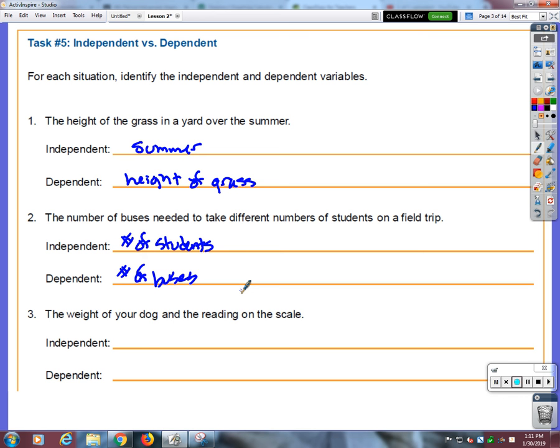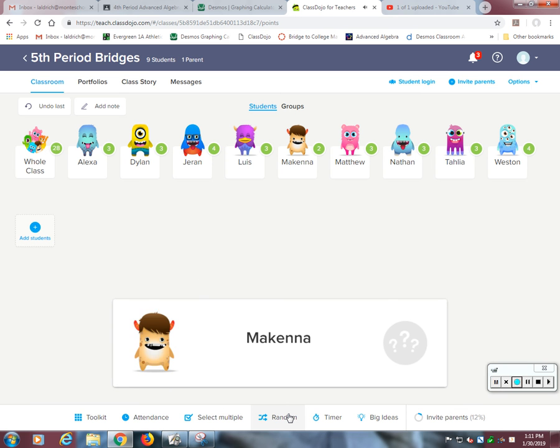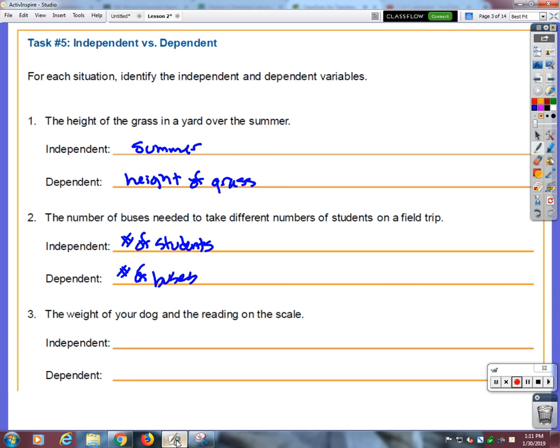Okay, how about number 3, the weight of your dog and the reading on your scale. Talia? So the reading on the scale depends on how much your dog weighs. Sounds good to me. The reading on the scale depends on how much your dog weighs. Yeah.